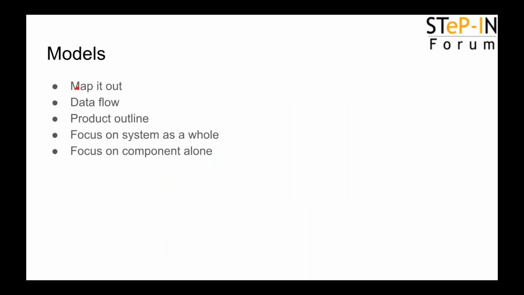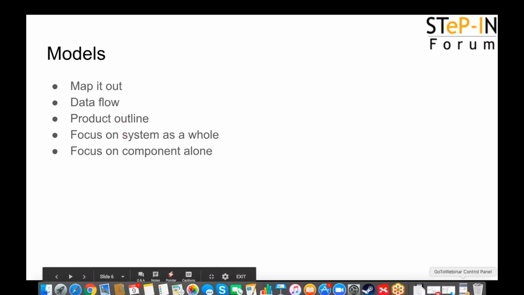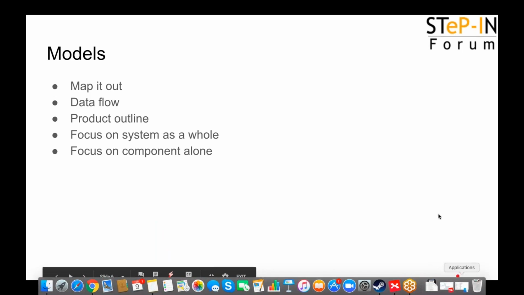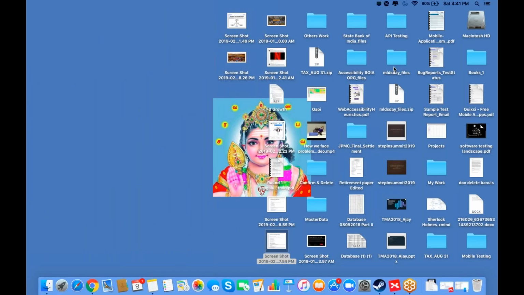One is map it out. Create a mind map. Whatever you read, you create a mind map out of it. Then you will be able to understand, oh, this node interacts with that node. Hey, these two nodes look similar, right? Stuff like that. Let me just have a quick check. Any questions there? No questions. Okay.